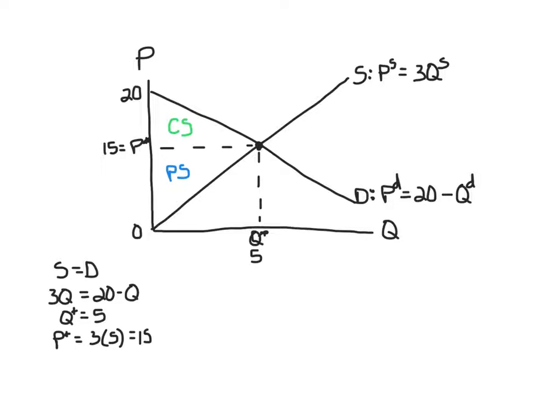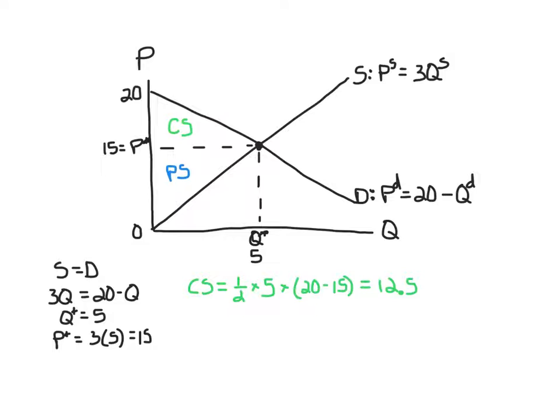So let's start by calculating consumer surplus, right? Consumer surplus is calculated as the area of that top triangle, so 1/2 times the width of the triangle, which is 5, because there are 5 units bought and sold, times the height of the triangle, which is the difference between 20 and 15. So consumer surplus is half of 5 times 5, which is 12.5.